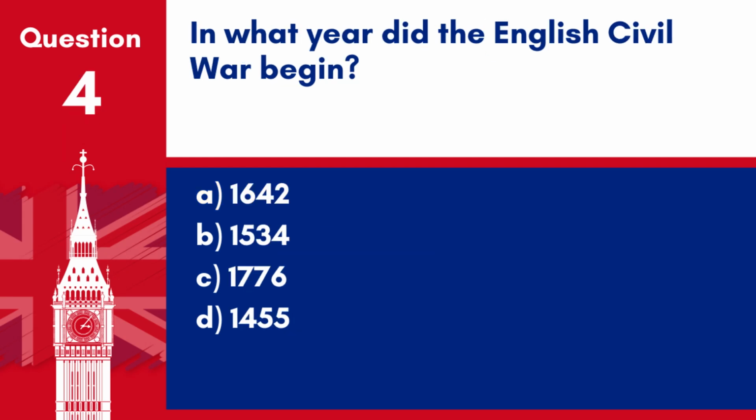Question 4. In what year did the English Civil War begin? A. 1642, B. 1534, C. 1776, D. 1455. Answer: A. 1642. The English Civil War began in the year 1642.